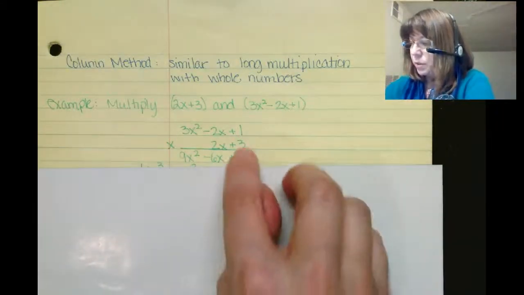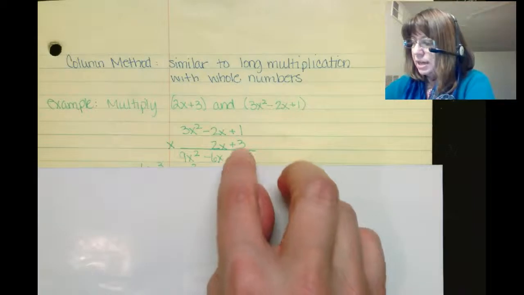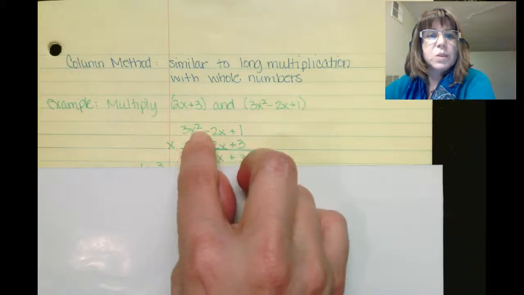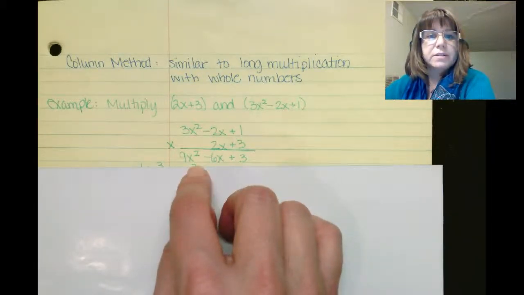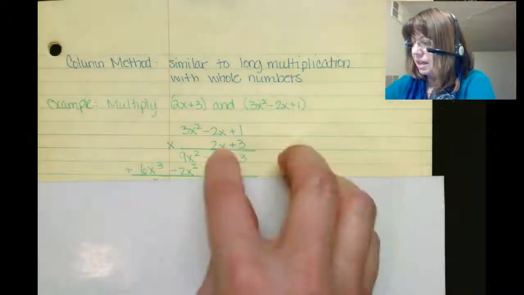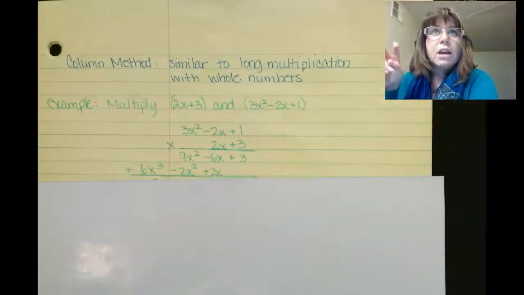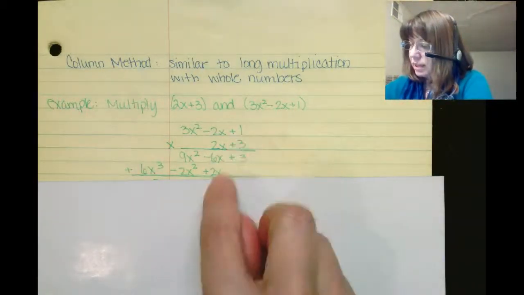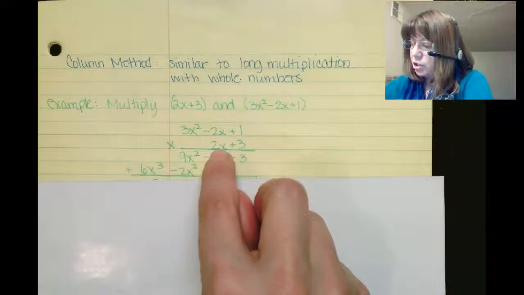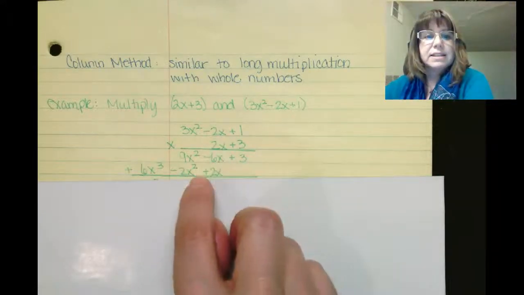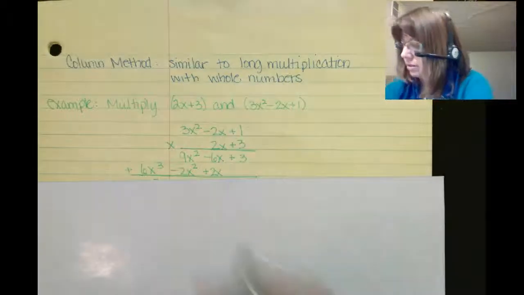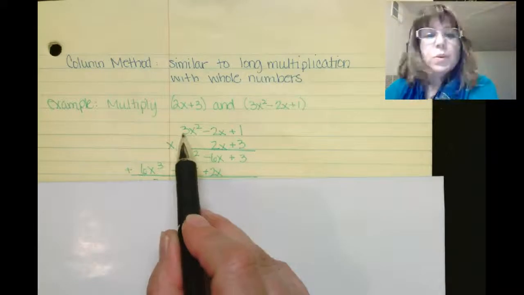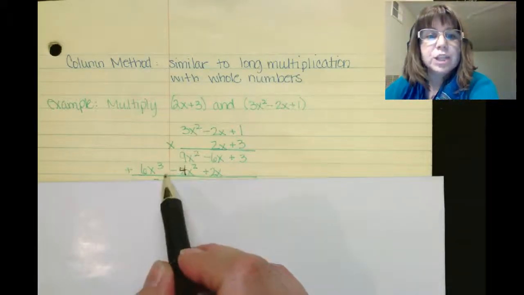So here's my first. 3 times 1 is 3. 3 times negative 2x is negative 6x. 3 times 3x squared is 9x squared. Now I leave a space because I don't have any quote-unquote constants or ones column. So I say 2x times 1 is positive 2x. 2x times negative 2x is negative 4x squared. I have an error there, negative 4x squared. And then 2x times 3x squared is 6x cubed.